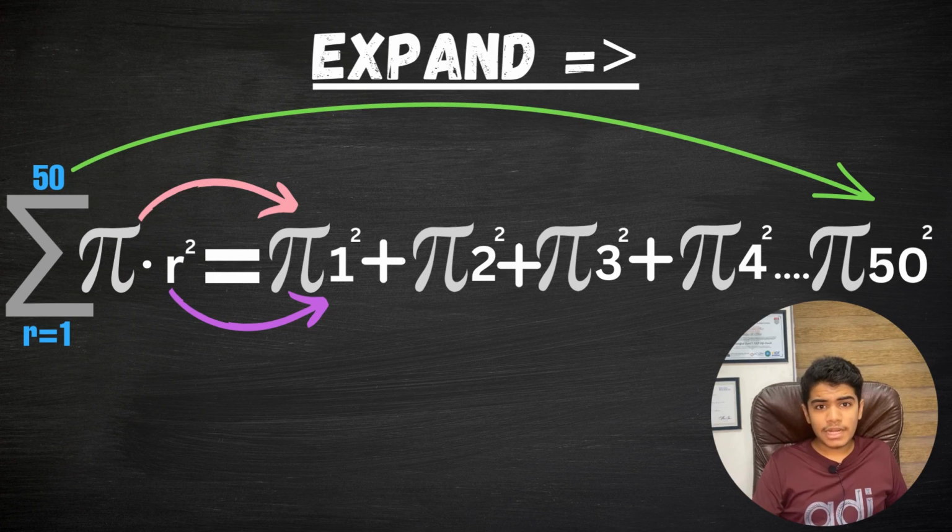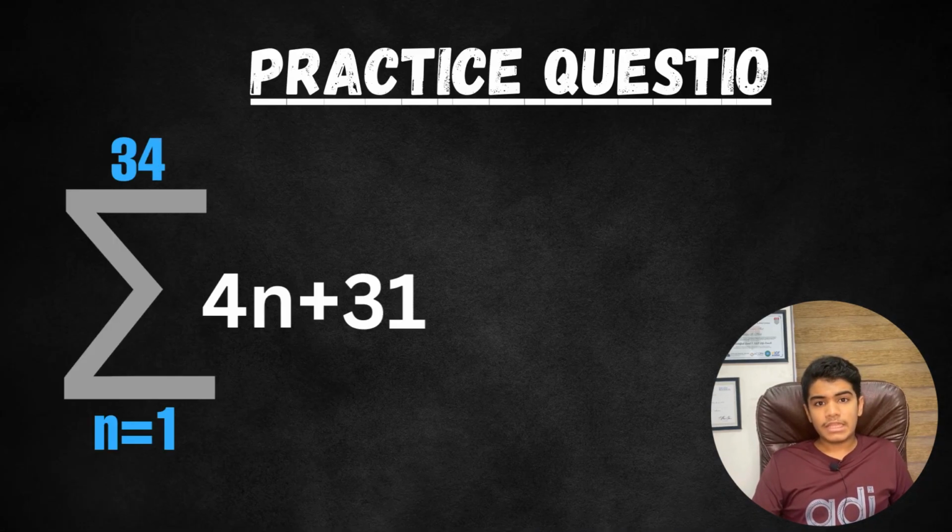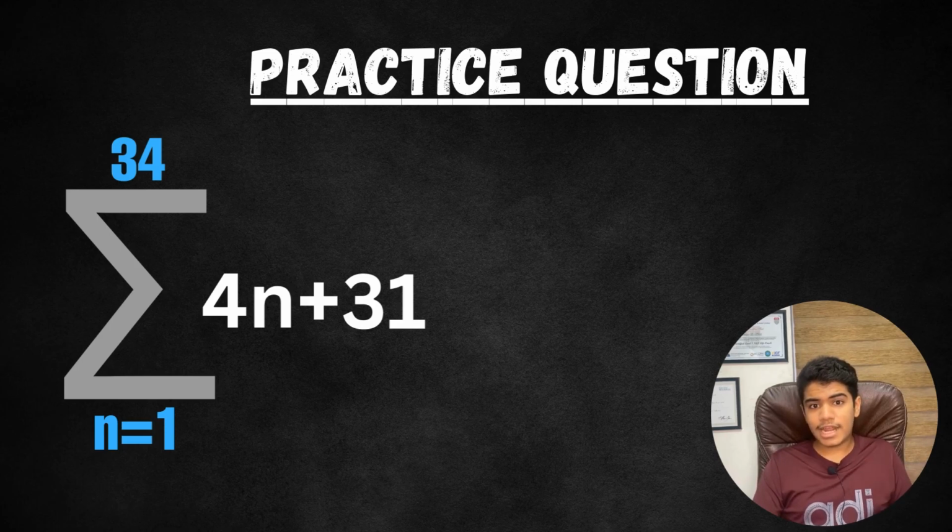So now let's try a practice question for you. This is the question: sigma from n equals 1 to 34 of n plus 31. Please try solving it and try to write your answers in the comment box.